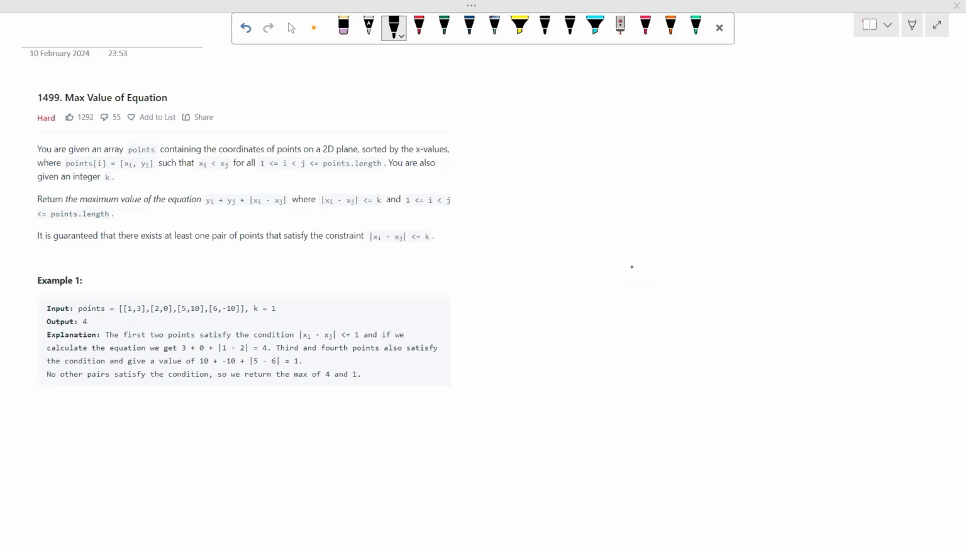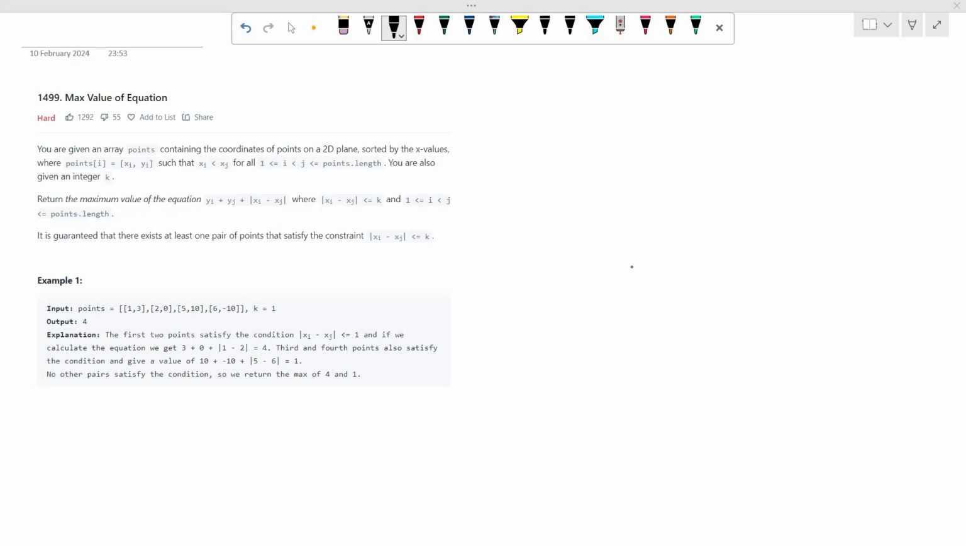Today we are going to solve the 25th question of our actual DSA sheet, and the question is max value of equation. Now let's look at the problem statement. You are given an array points containing the coordinates of points on a 2D plane sorted by the x values, where points[i] equals xi comma yi such that xi is less than xj for all 1 less than equal to i less than j less than equal to points.length. You are also given an integer k.